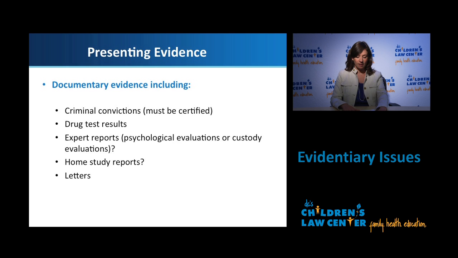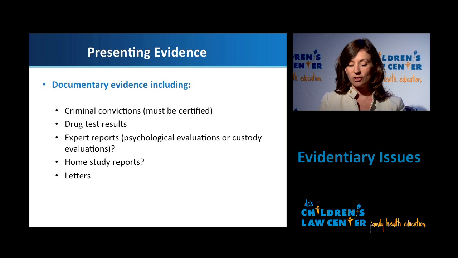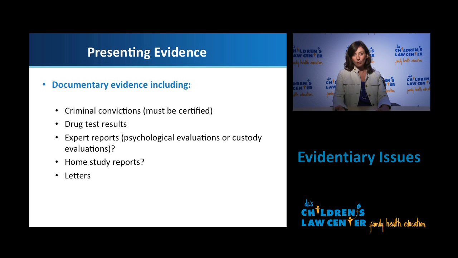In terms of presenting evidence, you could consider presenting criminal records, drug testing results, those expert reports, home study reports, or letters. And now, we'll go back through. In terms of criminal records, in the District of Columbia, the only document that suffices as proof of a criminal conviction is a judgment and commitment order. And that's basically a document that lists out the crime that the person was convicted of and the sentence that the person received. You must get a certified copy of that document to be able to present it as evidence. It doesn't necessarily mean that the court will determine that that record is relevant to the instant proceeding, but for the court to consider it, the judgment and commitment order must be obtained.